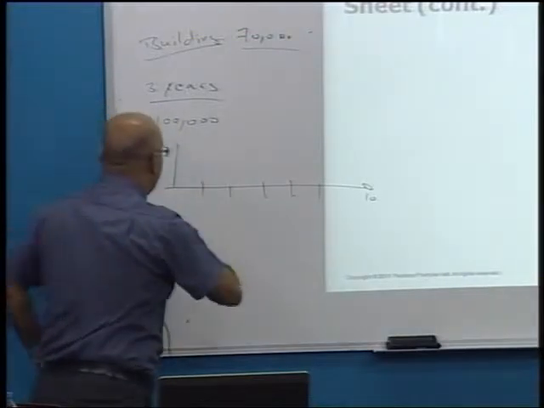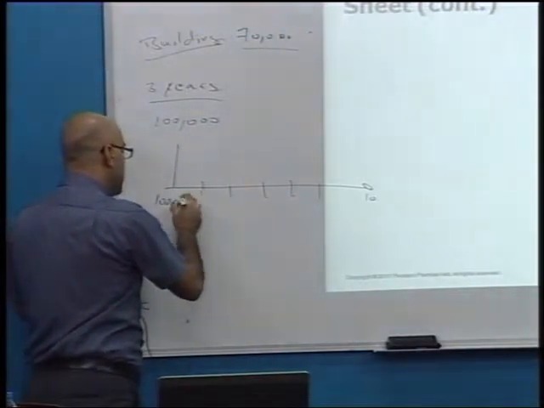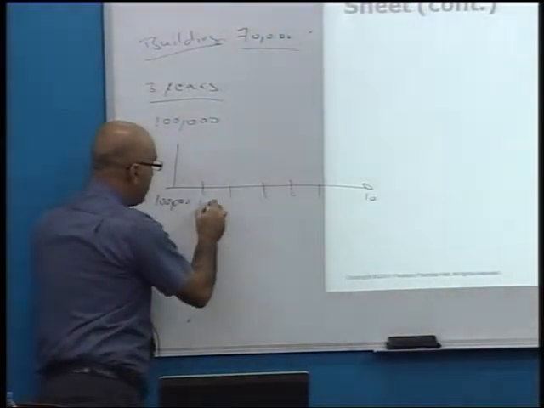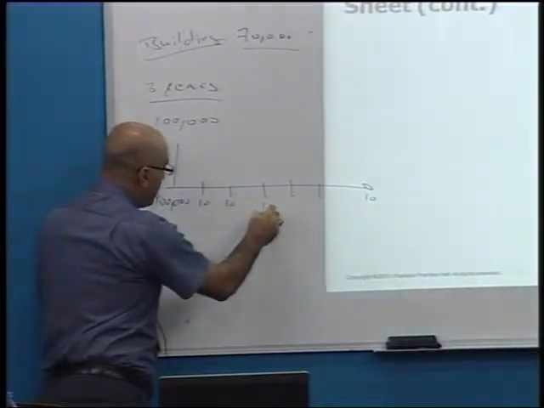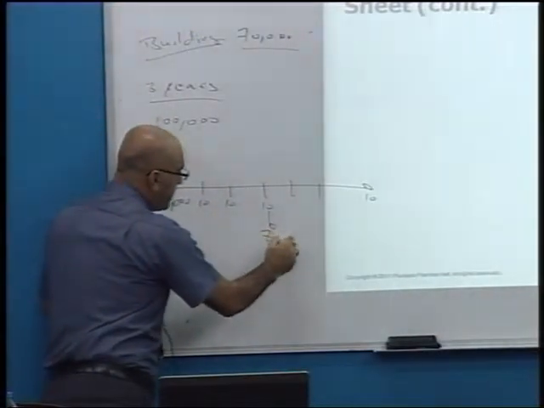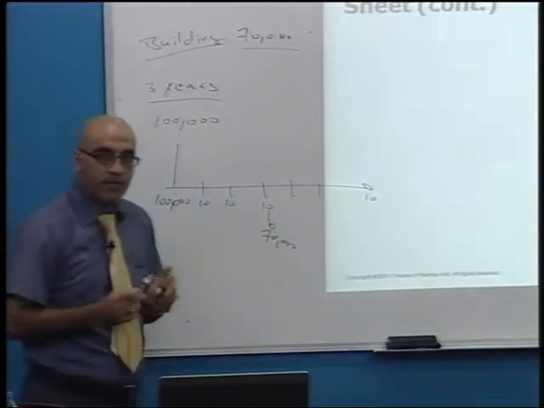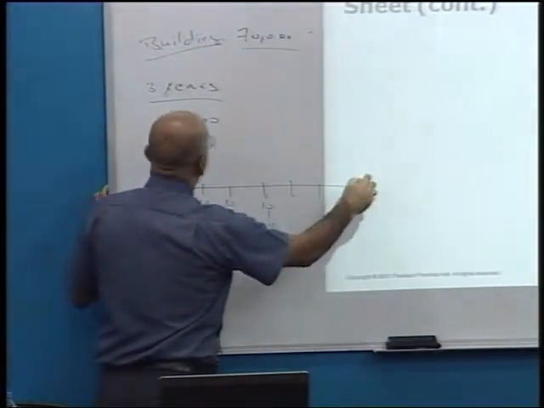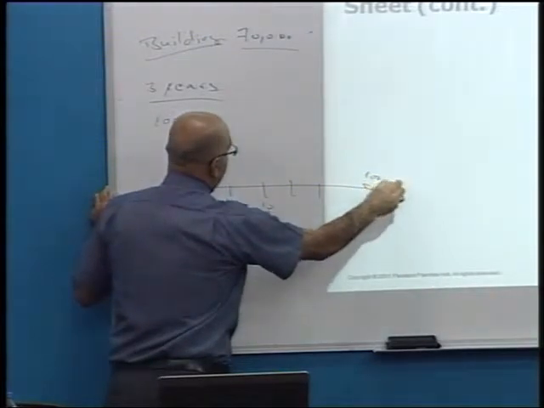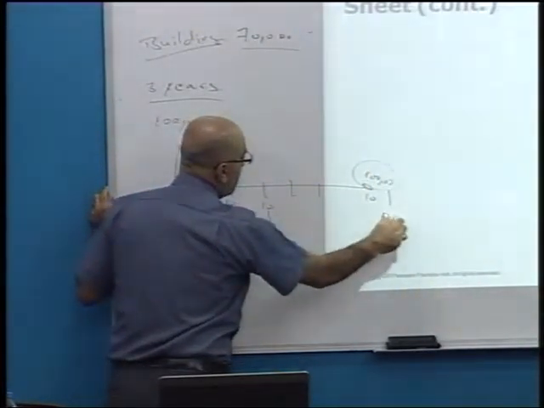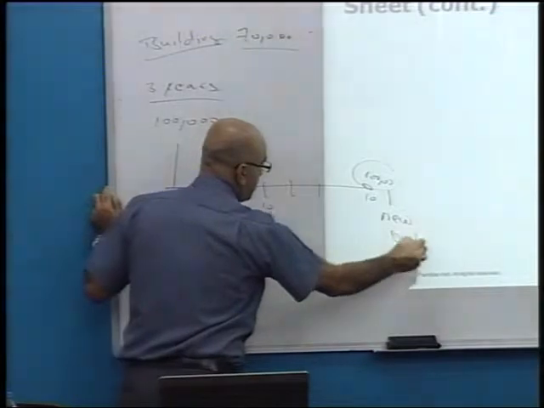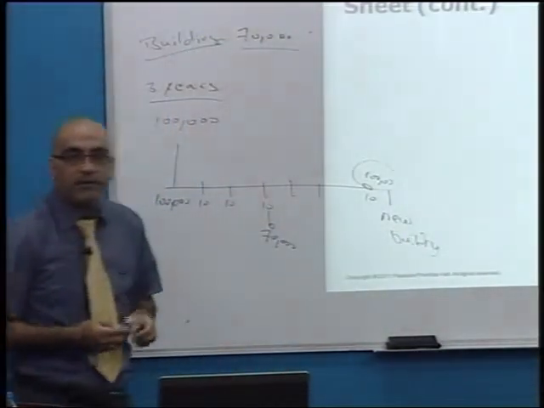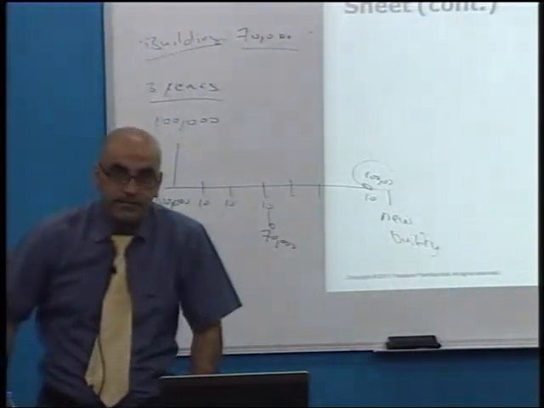This is for 3 years. From $100,000, we deduct 10 for each year, till today, $70,000. So it means after 10 years, we will have $100,000, thinking that we will buy a new building. This is the idea of depreciation.